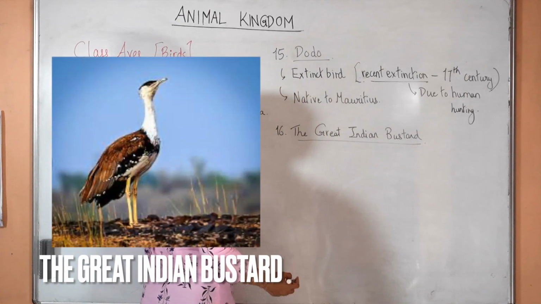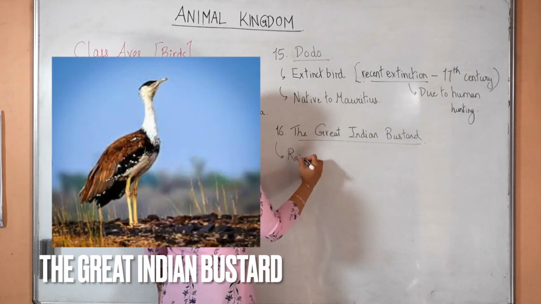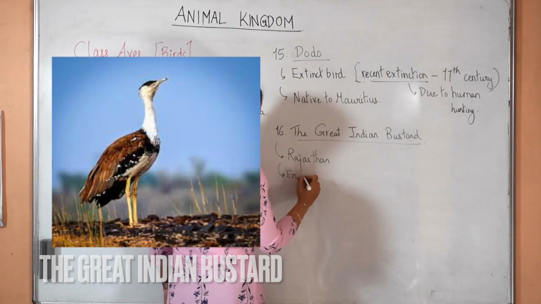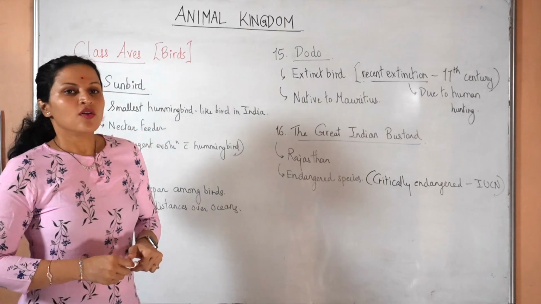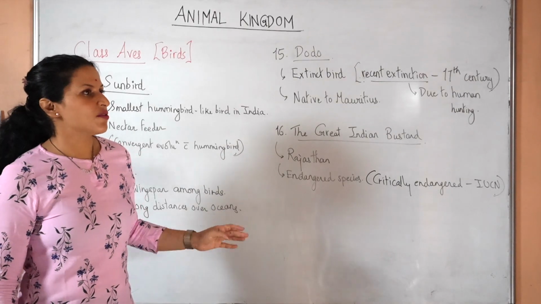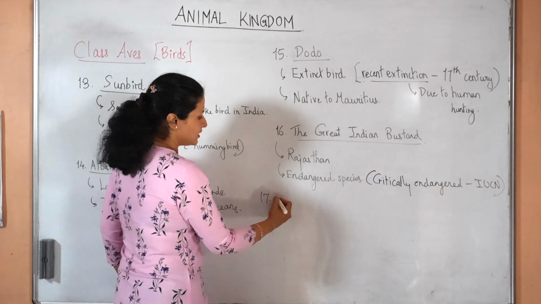This is a beautiful looking bird that belongs to Rajasthan. Endangered species, very few are remaining. It's critically endangered according to IUCN. Only about 145 birds are remaining. Okay, and last but not the least, the hummingbird.